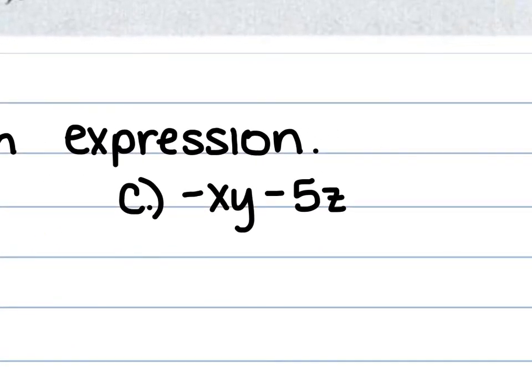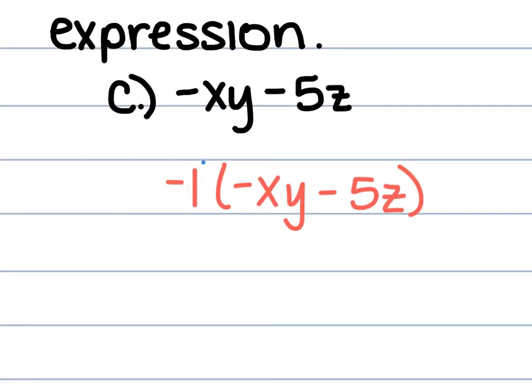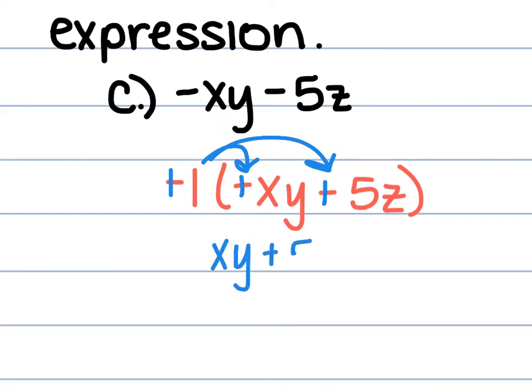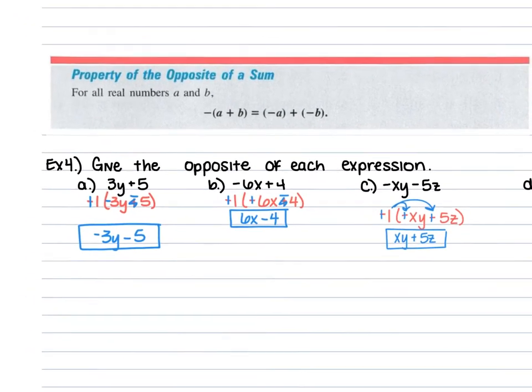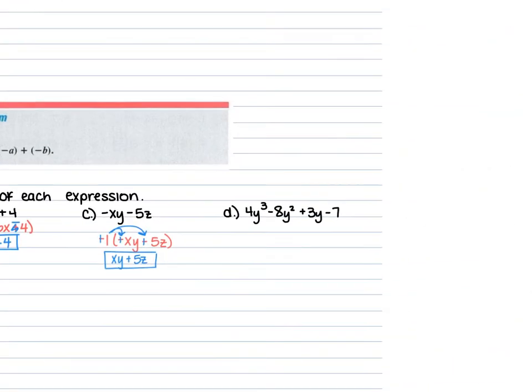For C, they give us negative xy minus 5z, so again, you're distributing that negative 1 in. When we do this, again, the 1 becomes negative, the 1 becomes positive, the xy becomes positive, and the 5z becomes positive. So we're going to have xy plus 5z. Oops, we also have D.